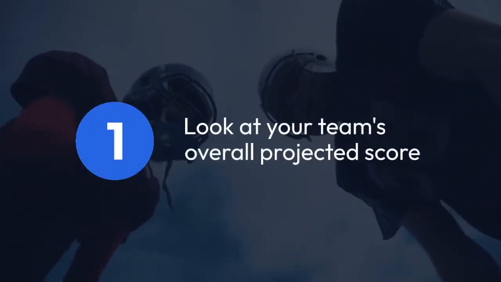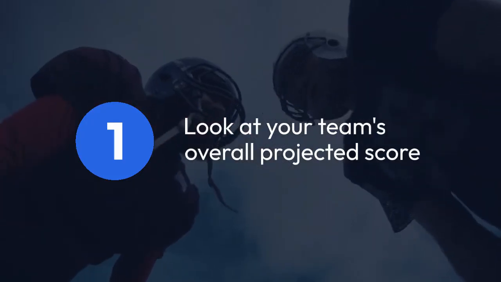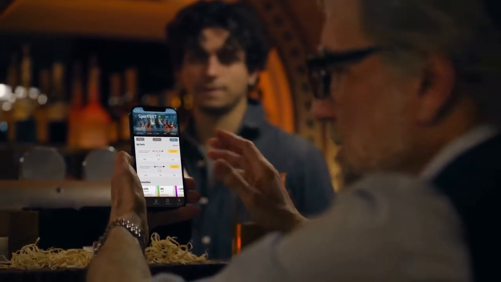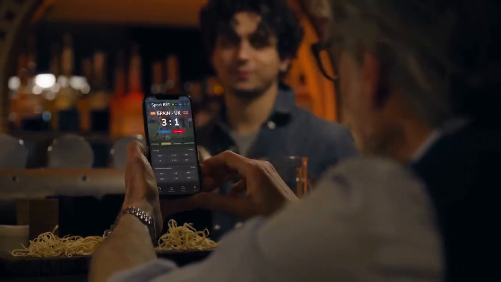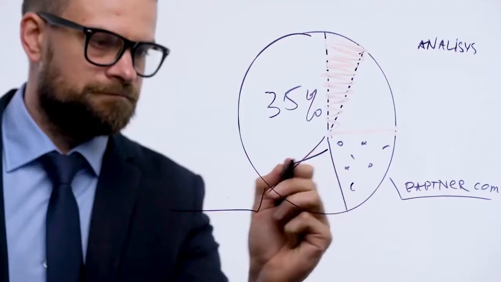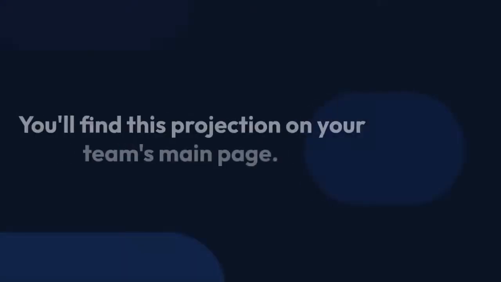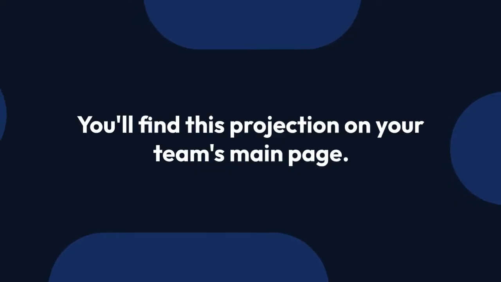1. The most straightforward approach is to look at your team's overall projected score. After your draft is complete, ESPN will show you a projected total score for the upcoming season based on the players you've selected. While not a grade per se, a high projected score suggests a successful draft. You'll find this projection on your team's main page.